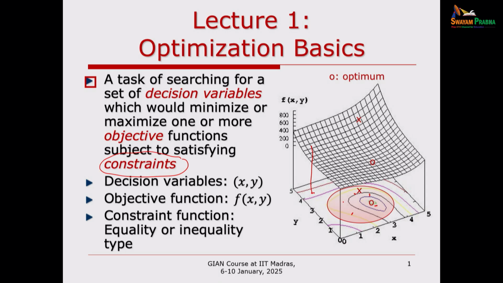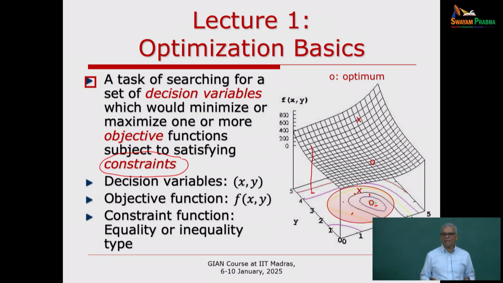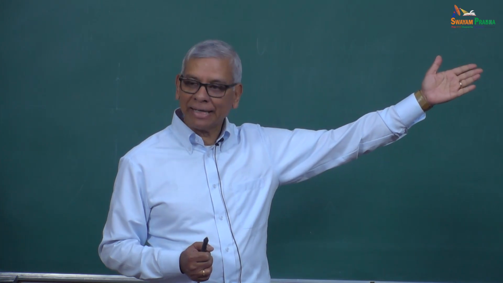Now with this, the optimization task can be defined as a task of searching for a set of design variables, or decision variables, which would minimize or maximize one or more objective functions. We talked about single and multiple, right? And that solution, or solution set, is also going to satisfy all the constraints. These three things I put in red color are what you, as an application person, need to figure out. For your problem, what are the design variables? Are there two, one, 100, or a million of them? You need to decide on that.